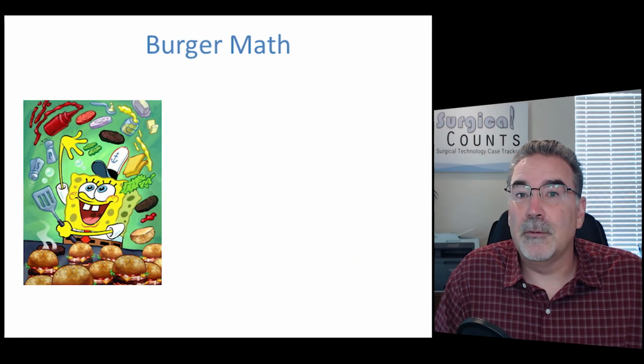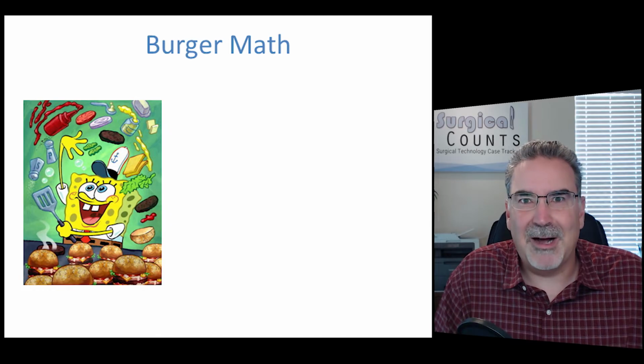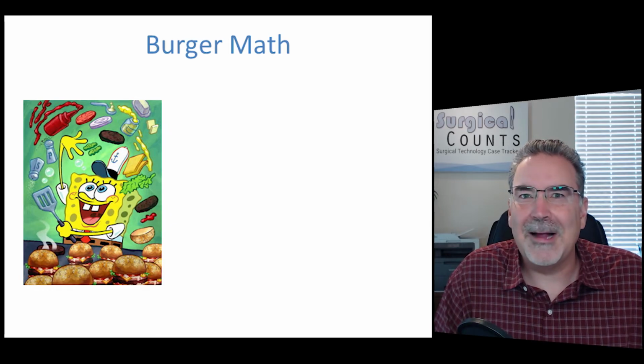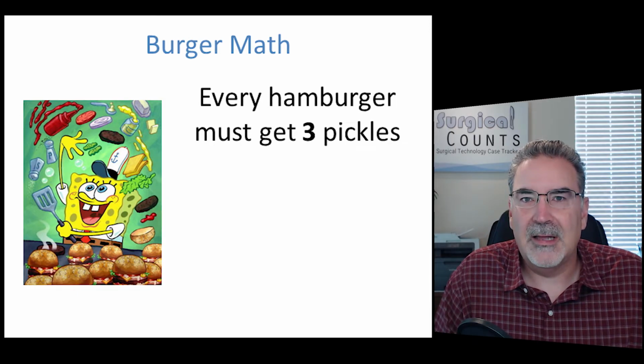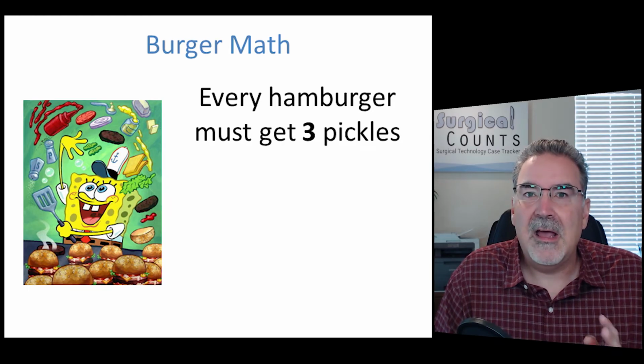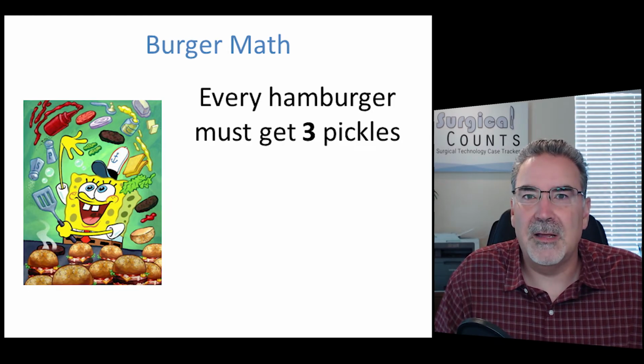Now, to understand Burger Math, you have to understand that SpongeBob is the greatest fry cook in the world. He's really good at cooking up hamburgers. And there's one rule that SpongeBob must follow. It's that every hamburger gets 3 pickles. That's the rule. You remember that one? Every hamburger gets 3 pickles.